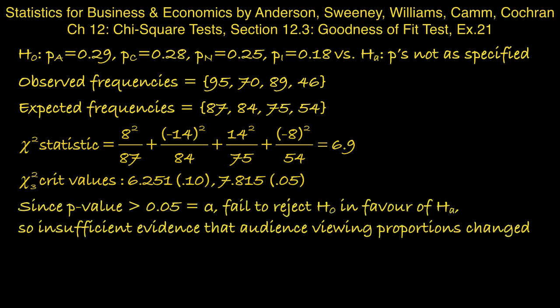So it's larger than 0.05, our significance level. So in this case we fail to reject the null in favor of the alternative. So this means there's insufficient evidence that the audience viewing proportions changed after the schedule change.